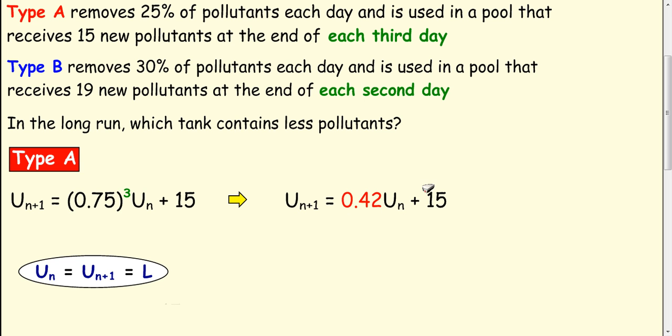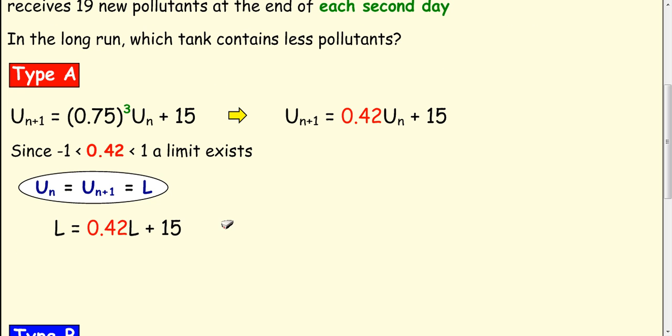At that point you can use this to find the limit. Now before we do that, a limit exists because the red figure here is between -1 and 1. We then let u of n plus 1 equal u of n and let them all become L. So this becomes L and this becomes L. And then we just solve it to find the limit. Take 0.42 away from 1 to get 0.58 and then divide by 0.58 to get 35.71 units.